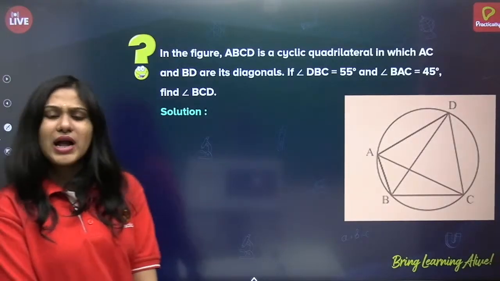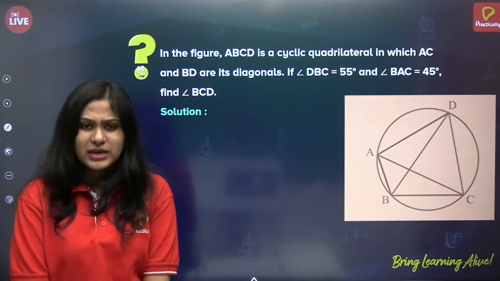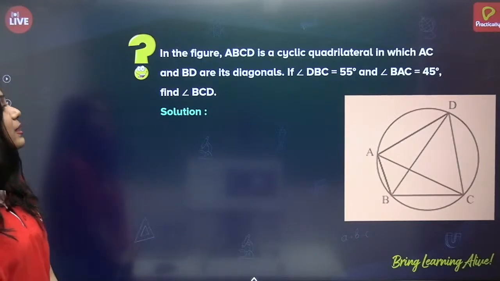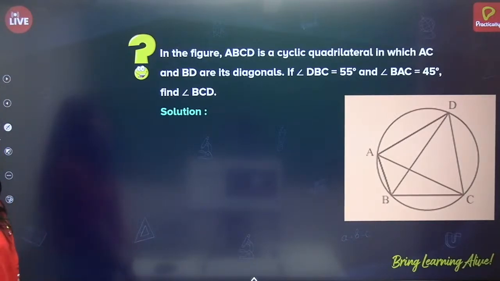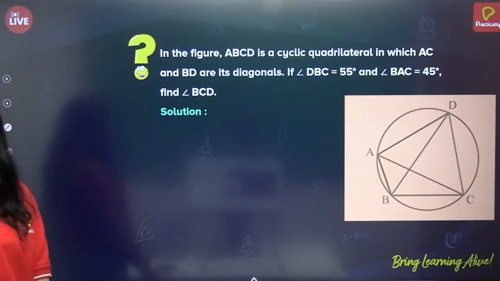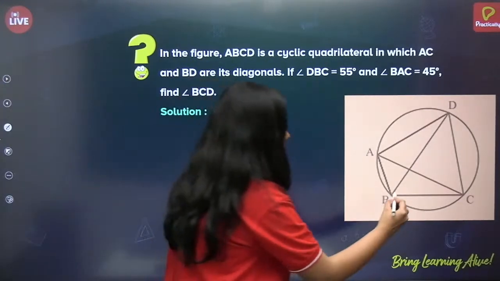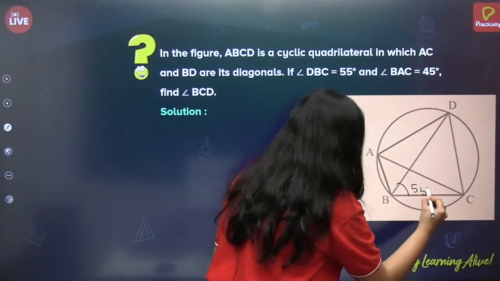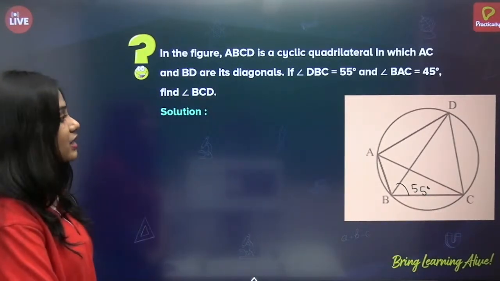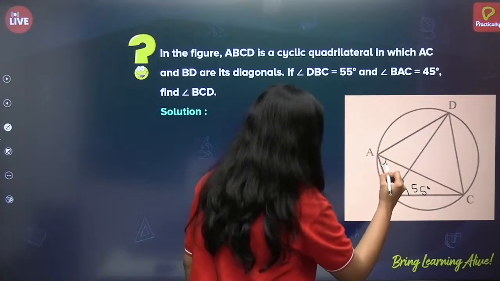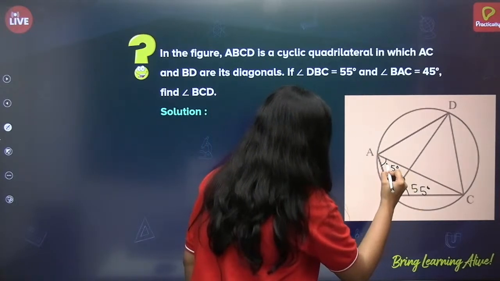So now we have studied the theorem, so we have to apply it somewhere, correct? Where do we test our knowledge? So let us solve a question. In the figure, ABCD is a cyclic quadrilateral in which AC and BD are its diagonals. If angle DBC is equal to 55 degrees, okay, angle DBC, this is 55 degrees. And angle BAC is 45 degrees. BAC is 45 degrees. Okay.